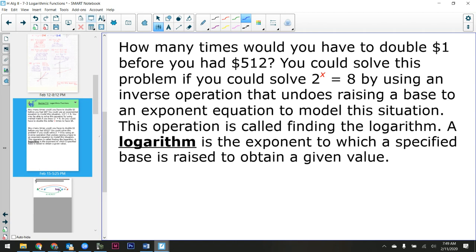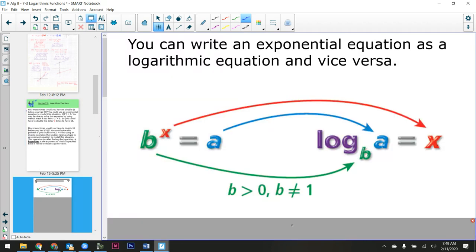Okay, so I would definitely write down this conversion. This is the conversion from exponential form into logarithmic form. So if I've got b to the x is equal to a, I know that's going to be log base b of a is equal to x, and that's how we would read that.